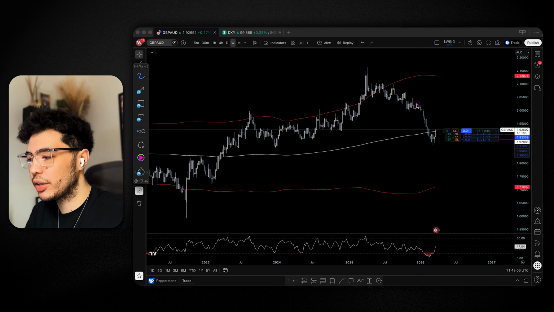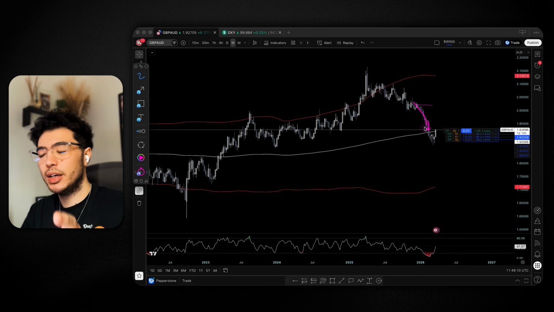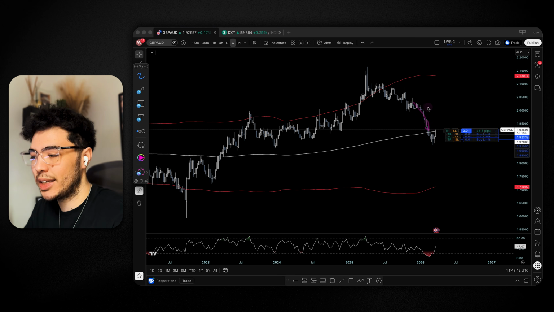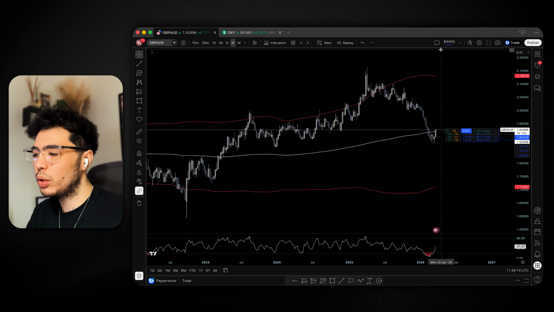Now we have another example on the GBP AUD. Some of you who watch my channel regularly will know that I've been shorting this market for a significant period of time. I caught a large move on this downside. Keep in mind, this is a weekly time frame, so this is a large amount of price movement. But what do you see here?